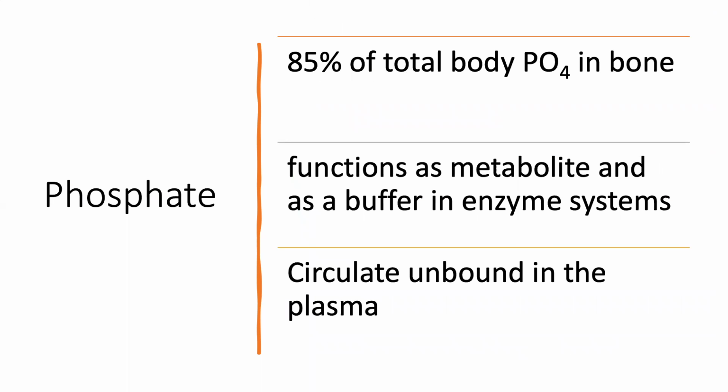Let's talk about phosphate. Like calcium, most of the phosphate in the body is in the bone. 85% of the total body phosphate is in the bone, and it functions as a metabolite and also as a buffer in the enzyme system. And like the calcium, it circulates in the plasma in a protein-bound form.